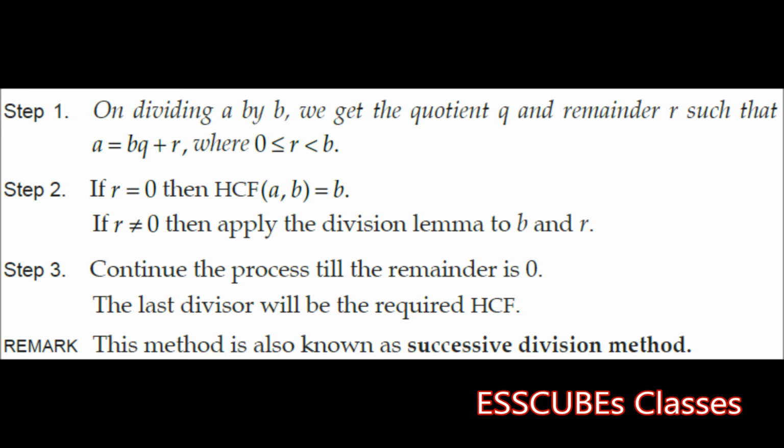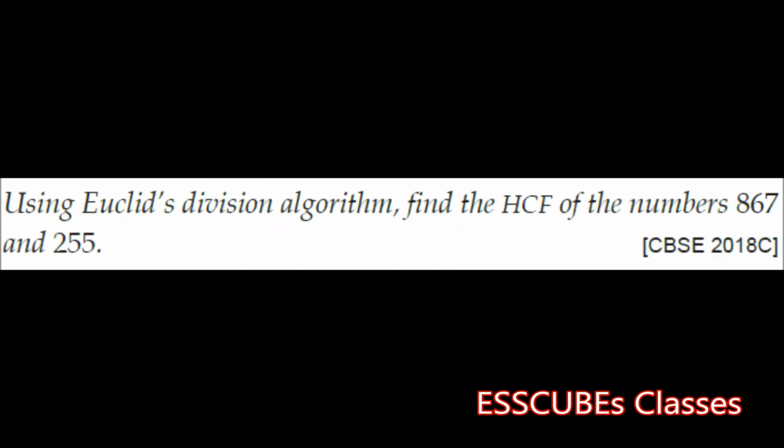Second, if r is 0, then HCF of a and b is b. This is written as HCF(a, b) = b. If r is not equal to 0, then apply the division lemma to b and r. We go on continuing this process till the remainder is 0. The last divisor will be the required HCF. We must note that this method is also known as successive division method.